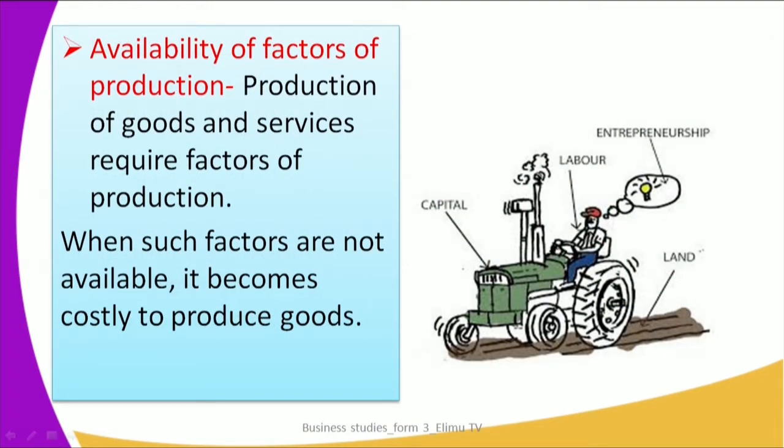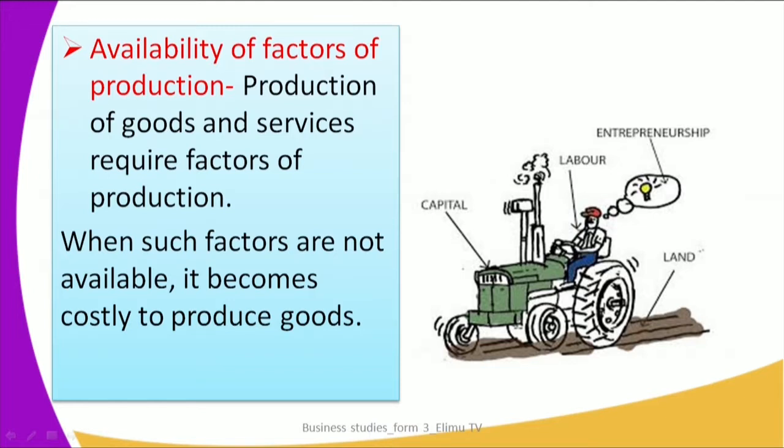The other factor is the availability of factors of production. Remember, we have 4 factors of production, which include land, labor, entrepreneurship, and capital. For any production to take place or for production to be effective, all the 4 factors have to be there, because if one factor is not there, you find that production may not take place at all, or it may not be as smooth as it's supposed to be.